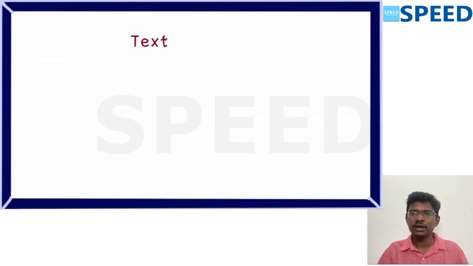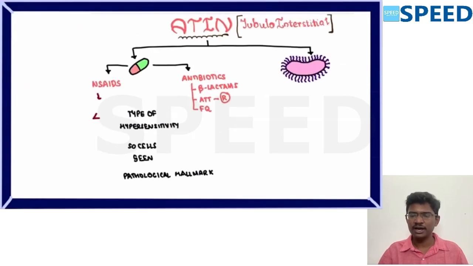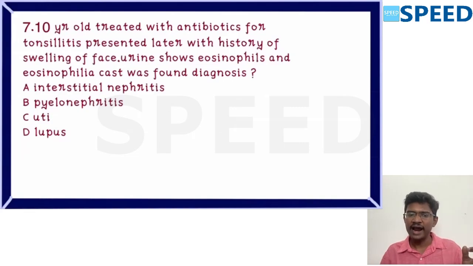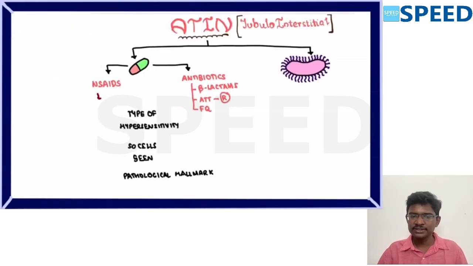A 10-year-old patient had some UTI. He was prescribed some antibiotics, following which the patient had swelling of face, and urine shows eosinophils and eosinophilic cast was found. The diagnosis they asked here: if you see, for tonsillitis they are prescribed antibiotic. After taking this antibiotic, the patient had swelling of face and eosinophils are seen in urine. Eosinophils means some kind of allergy is happening. So the answer to this is acute tubulointerstitial nephritis.